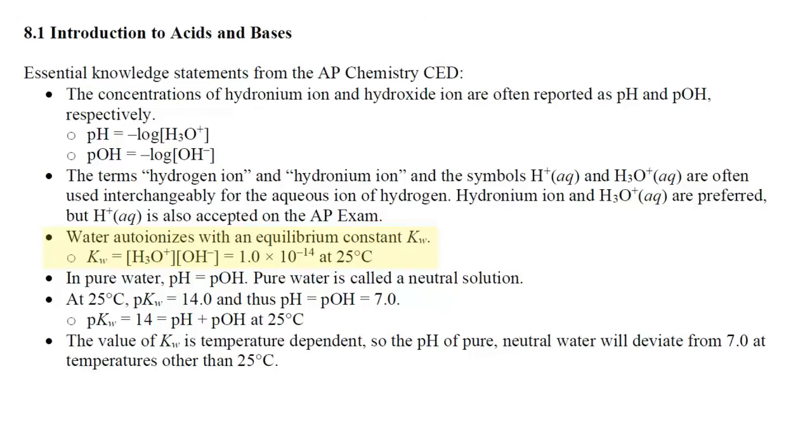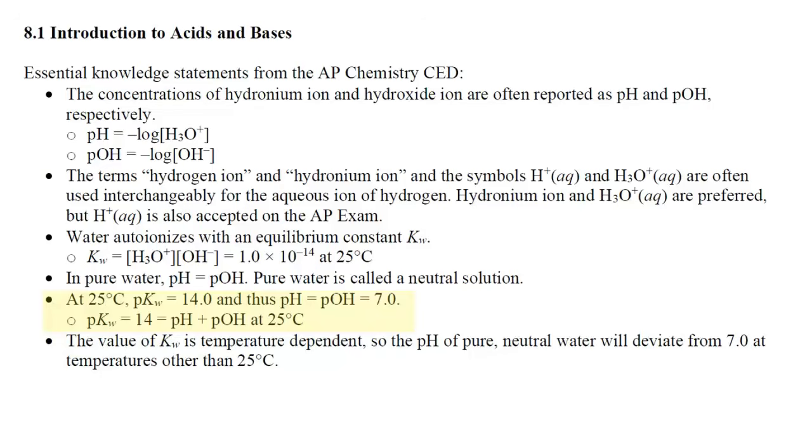Now, this equation is also featured on the AP Chemistry equations and constant sheet, and it says that Kw is equal to the product of the concentration of the hydronium ion times the concentration of the hydroxide ion. And at 25 degrees Celsius, Kw has a value of 1 times 10 to the negative 14. In pure water, pH equals pOH. Pure water is called a neutral solution.